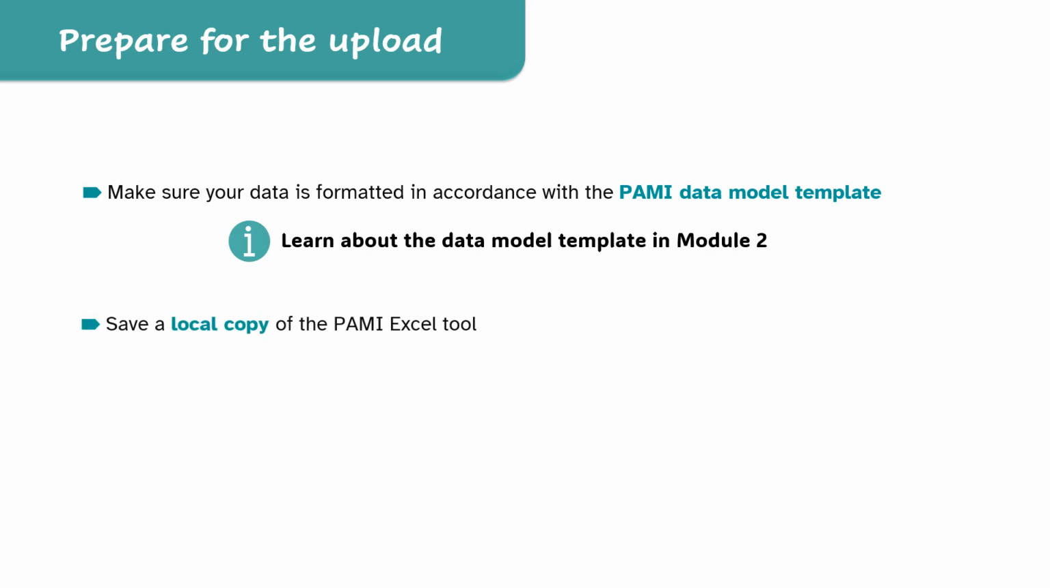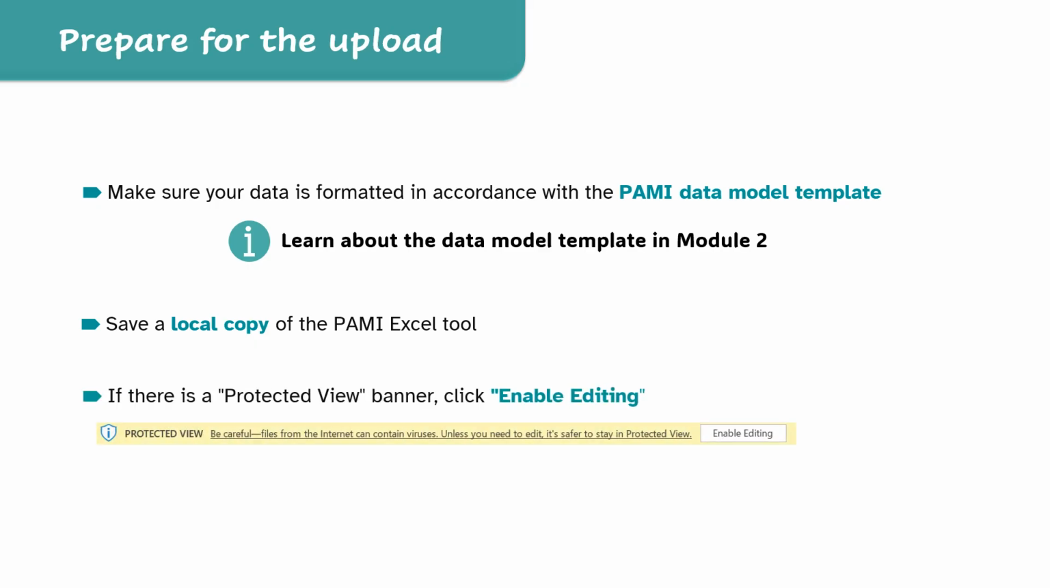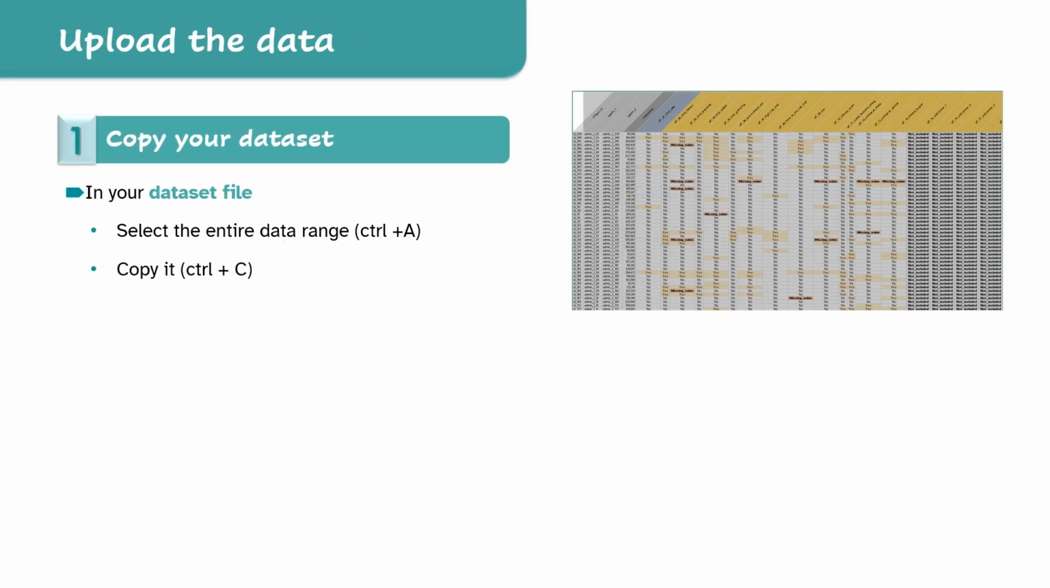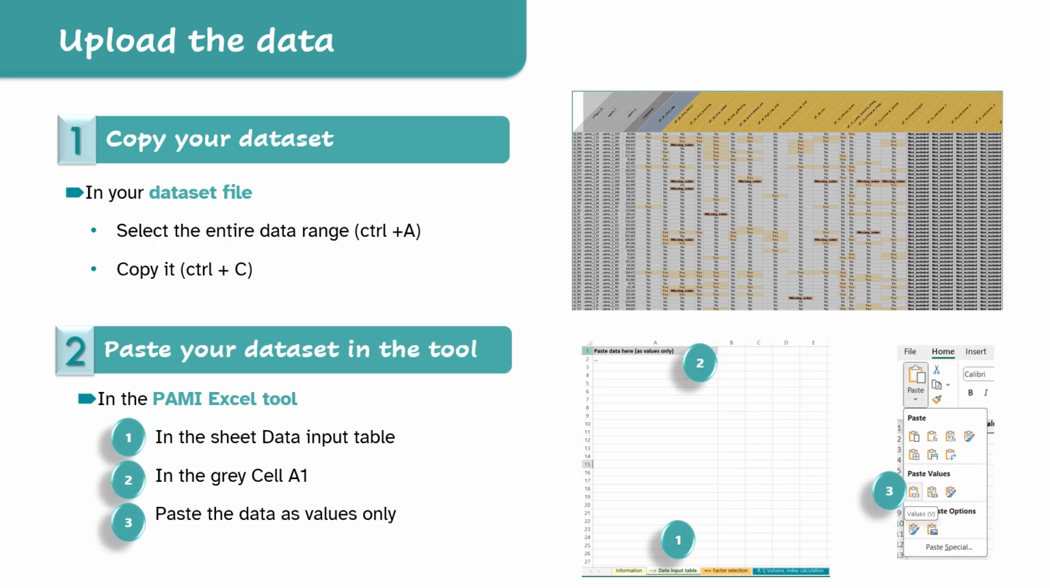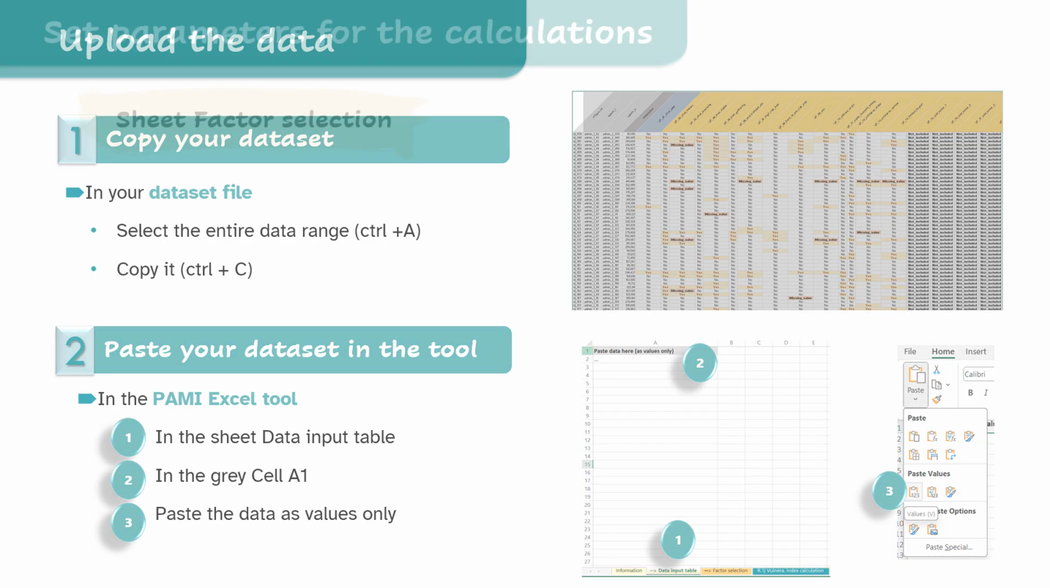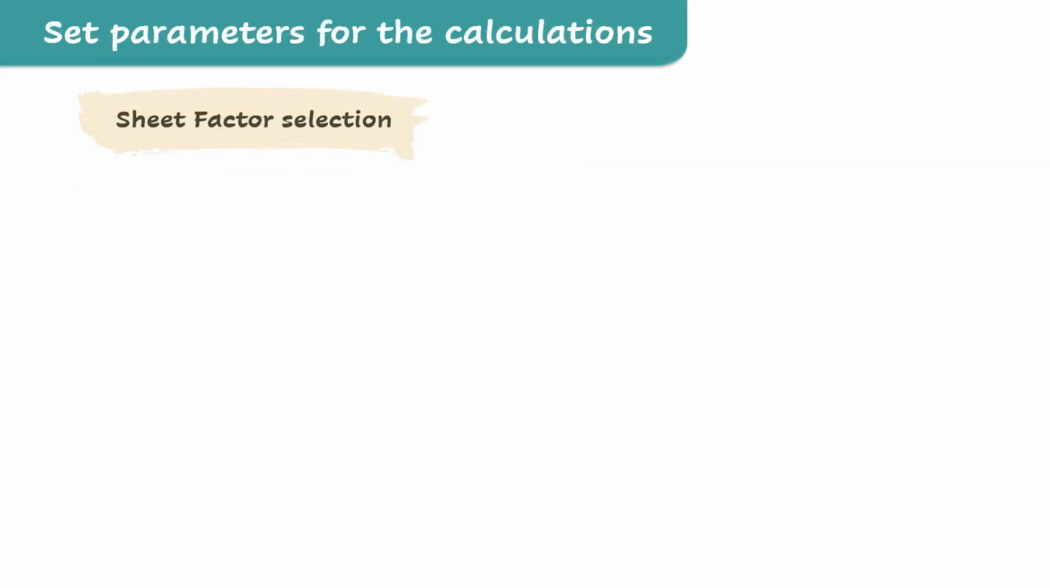Save a local copy of the PAMI Excel tool and open it. If there is a yellow banner which indicates Protected View when opening the PAMI Excel tool, click Enable Editing. To upload your data in the PAMI Excel tool, first select and copy your data set. Press Ctrl+A to select all your data, then press Ctrl+C to copy it. Next, open the PAMI Excel tool and go to the sheet Data Input Table. Go to the gray cell A1 and paste your data as values only. Then, go to the sheet Factor Selection.